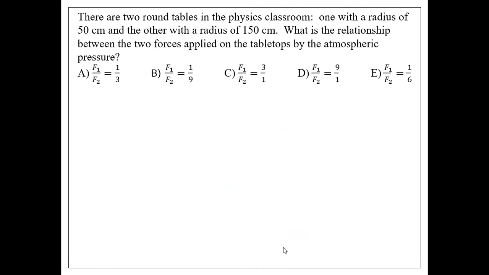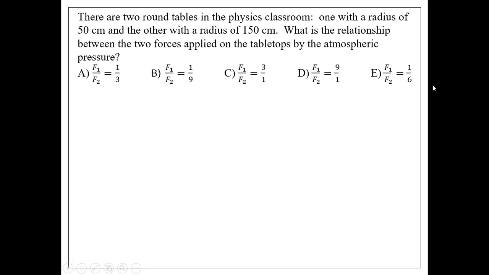The next one here says there are two round tables in a physics classroom, one with a radius of 50 centimeters. If you wanted to, you could convert it to 0.5 meters. And then it says the other one has a radius of 150 centimeters, which is 1.5 meters if you want to convert to meters. But I would just leave the units here because both of the units are in centimeters, so it will naturally cancel out. And it says here, what is the relationship between the two forces applied on the tabletop by atmospheric pressure? So the pressure here is just atmospheric pressure, so keep that in mind.